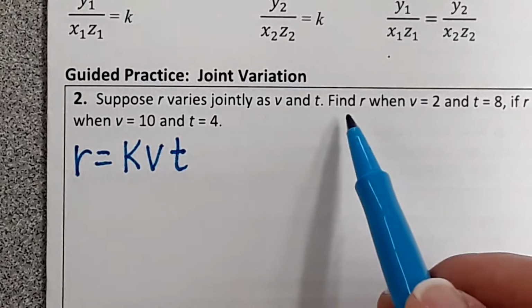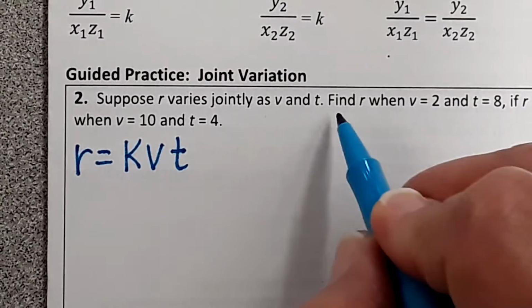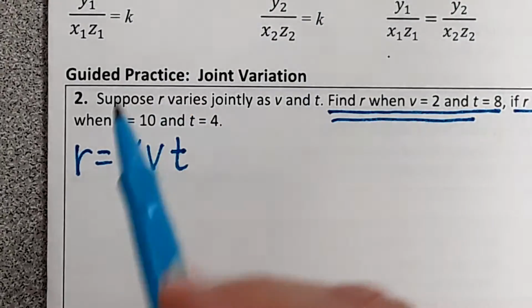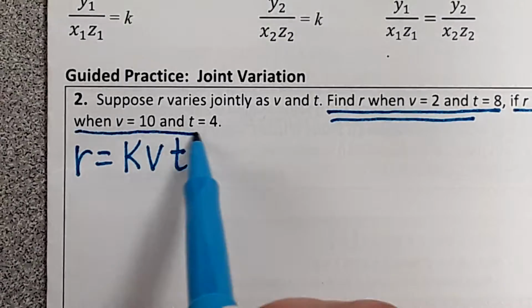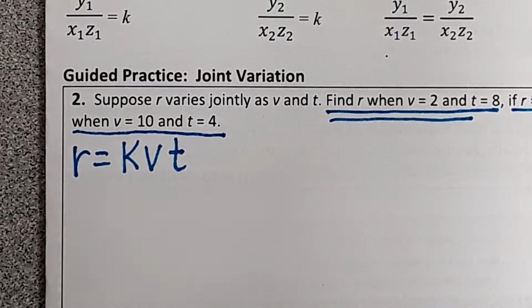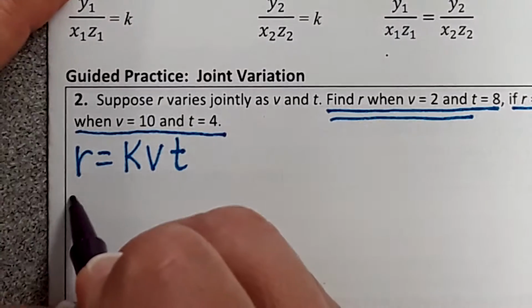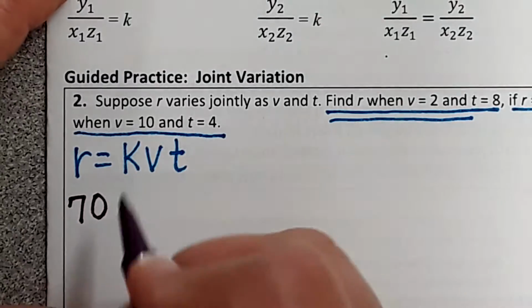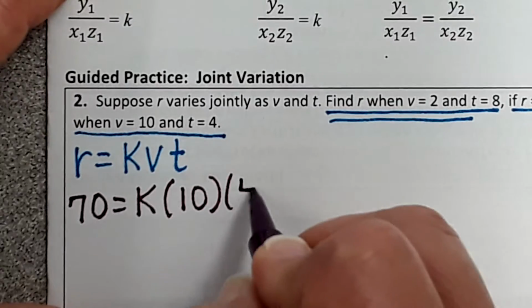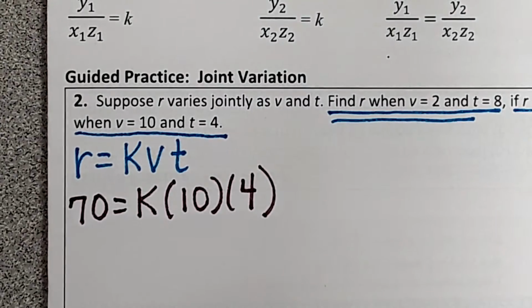Now look what it says. It says find r when v equals 2 and t equals 8. So that's our second half. If r equals 70 when v equals 10 and t equals 4. Remember what I said: the if part is our first part. That's the part that we're going to plug into r equals kvt. So r equals 70. We're looking for k. V is 10, t is 4. So you're looking for that word if. If is that first half where we find k, and then find is the second part.